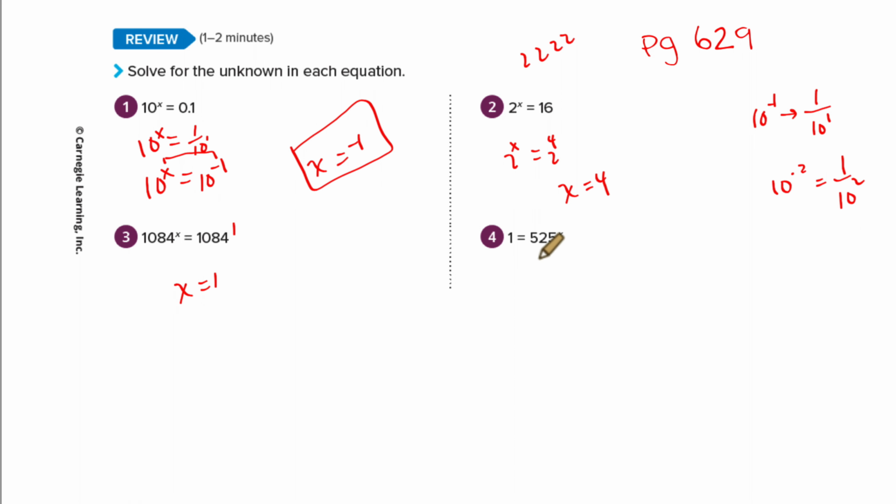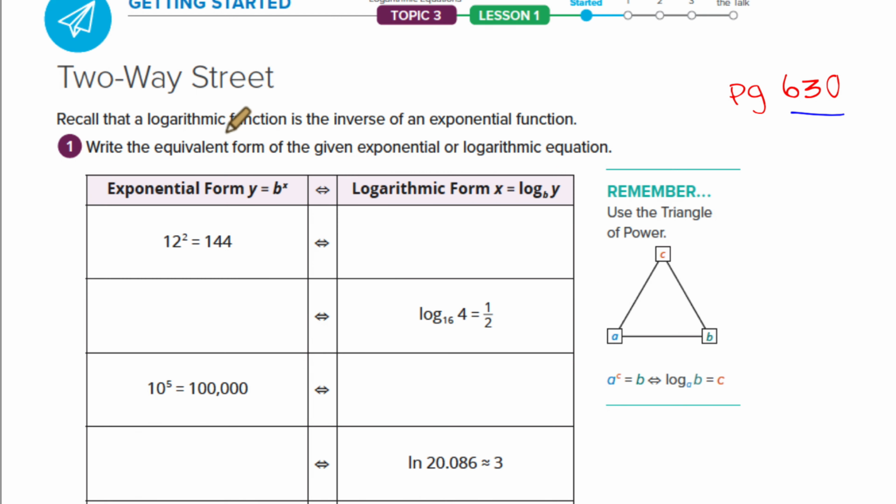And then our last property here, how do you get the whole expression to equal 1? Well, that means that the exponent has to equal what? 0. Anything to the 0 power equals 1. Those are our answers, and I feel good about them. So let's turn the page. We're on page 629. Just kidding. We're on page 630.